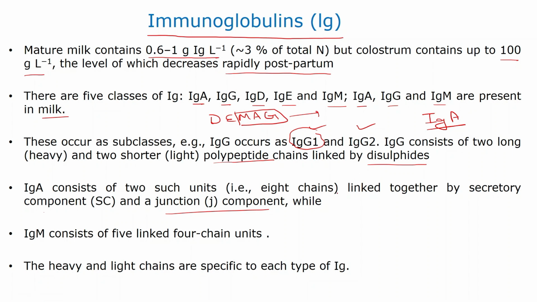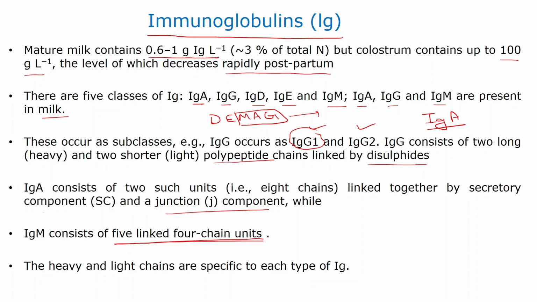So in IgA we will have 8 chains, that is 2 subunits, and they are joined by the secretory component and the J component. That also we will see in the structure. Now IgM has 5 linked 4-chain units, that is to say that it has 10 antigen binding sites.